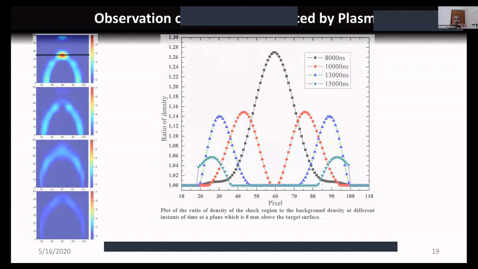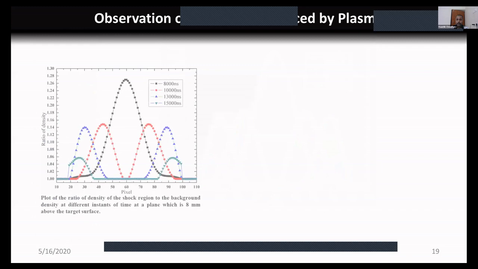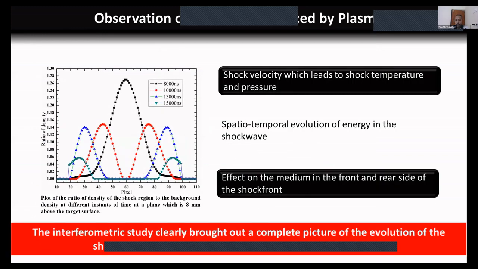So this one experiment can give us information about shock velocity, shock temperature, and pressure. It can tell us about the spatio-temporal evolution of the energy in the shock, and it can also tell us about the effect on the medium in the front and rear side of the shock front. So this interferometry experiment in itself gives a complete picture of a physical phenomenon. That's how effective an optical experiment can be, even though it's simple. And that's why, in this talk, optics is an effective tool for measurement.